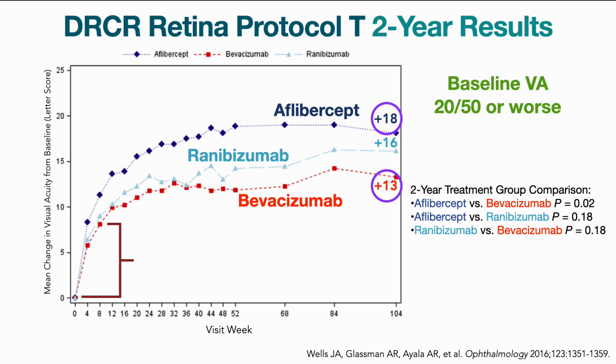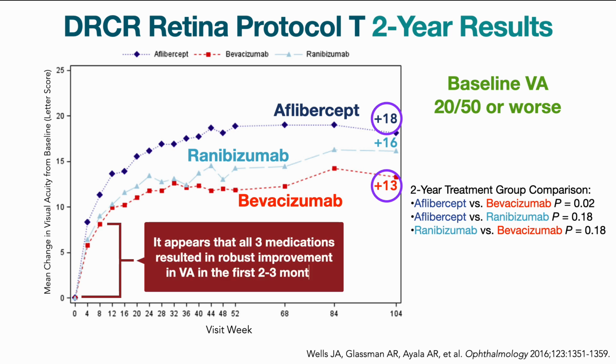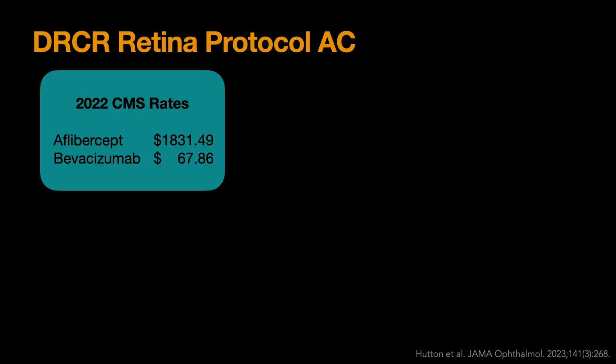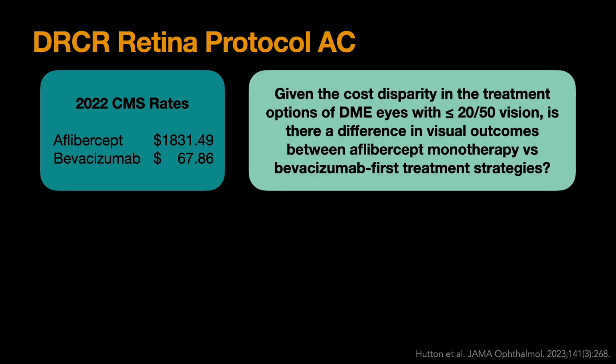So the question then was, well, hey, if everybody gets better no matter which medication they get, even if they're 20/50 or worse, maybe we should start out with a cheaper one and then switch to a more expensive one. So this is comparing an initial management strategy, which is different than just comparing one drug to another drug. So you can see the difference in cost there. That was in 2022. I'm not sure what the difference is now.